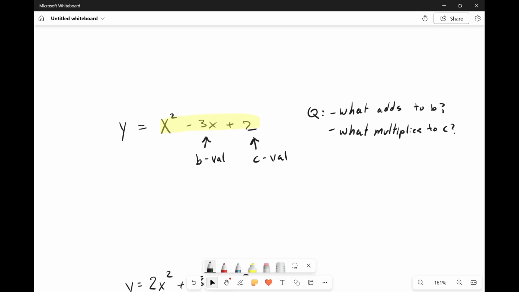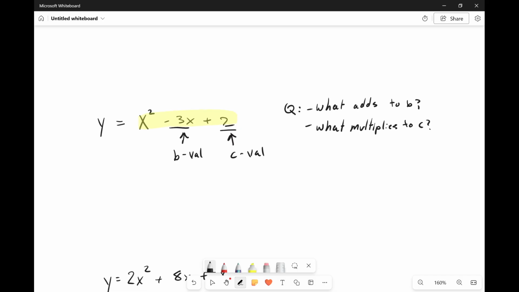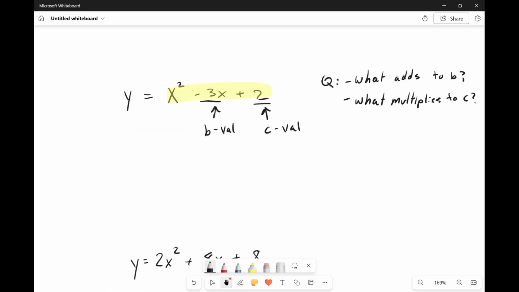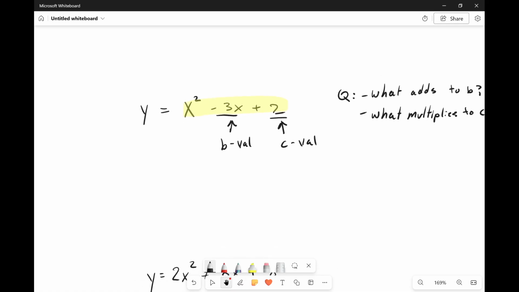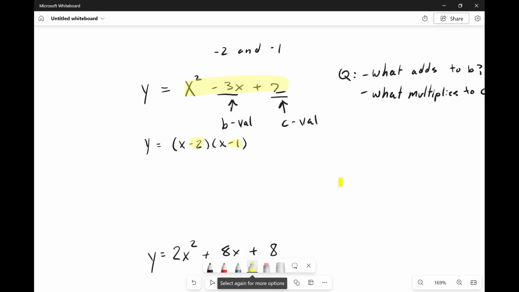So if we look here, we can see that b is -3 and c is 2. So what numbers could add to b but multiply to c? If you said that the answer was -2 and -1, you'd be right. So what we're going to say next is y equals x minus 2 and x minus 1. See how we have our -1 and -2 in here?